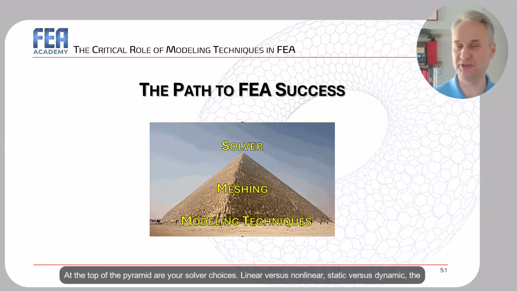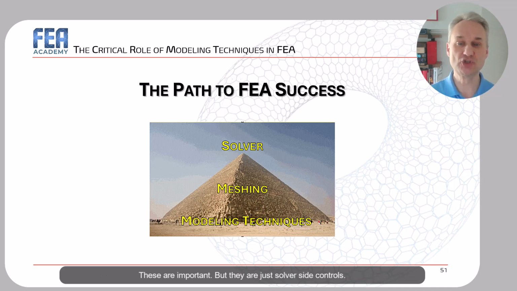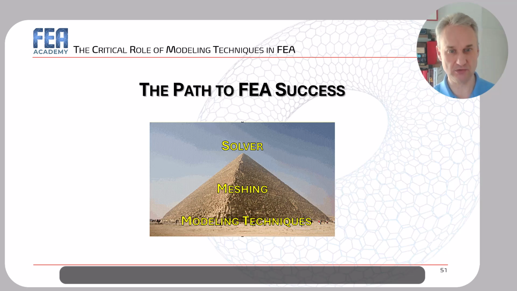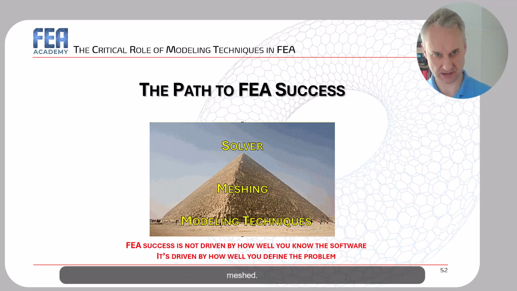At the top of the pyramid are your solver choices. Linear versus nonlinear, static versus dynamic, the contact formulation, the convergence tolerances, the load stepping, stuff like that. These are important, but they are just solver-side controls. They help the numerical engine do its job, but only after the model is correctly defined and meshed.